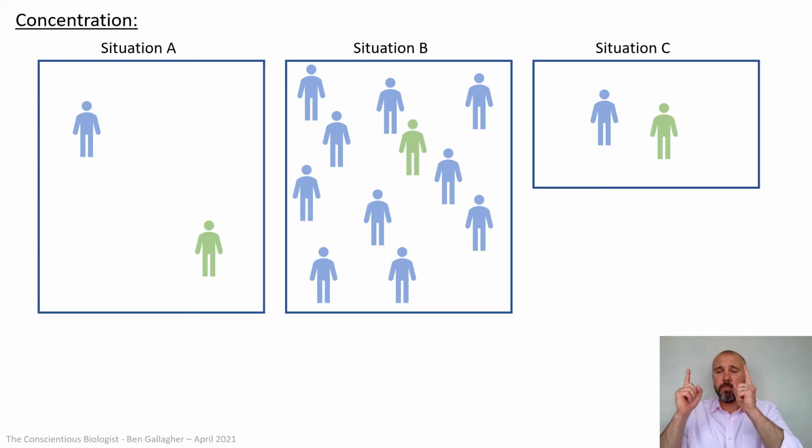By halving the amount of space here, I've effectively doubled the concentration in C relative to A. Because there's less space, they're twice as likely to bump into each other. So it's not just about the number of particles, it's the amount of space they have to move around in, which of course is what concentration is a measure of.